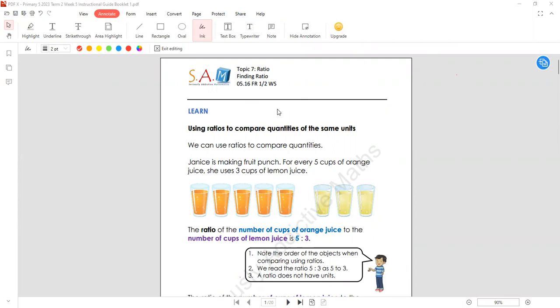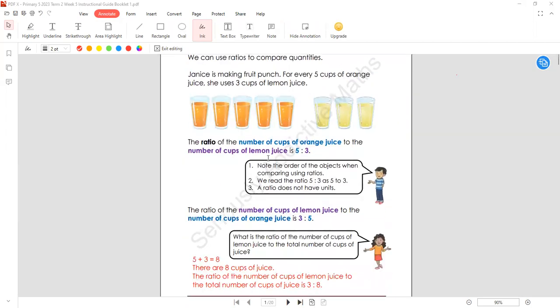This week we're going to start on ratio. There are 2 booklets on ratio and 1 booklet on, I think it's heuristics, but I'll talk about that later. So the focus is on the first 2 books. First book is on using ratio to compare quantities of the same units. I think this is relatively new to some students.